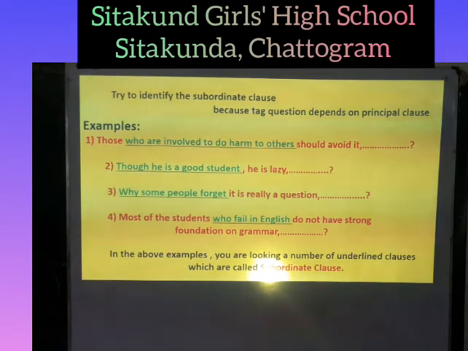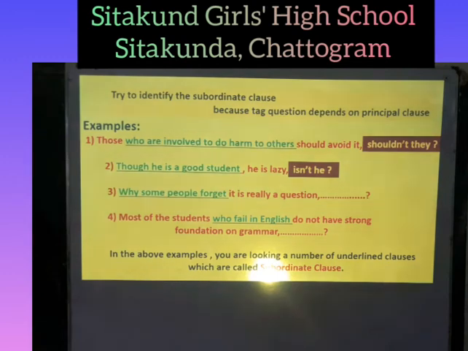So what is the principal clause? Those should avoid it is the principal clause, and the tag question depends on the principal clause. So the tag question will be shouldn't for should, and they for those. Shouldn't they is the right answer. Example 2. Though he is a good student, he is lazy. So this clause starts with though, and this is the underlined clause, and this clause is called a subordinate clause, and he is lazy is the principal clause. So the tag question will be isn't he.